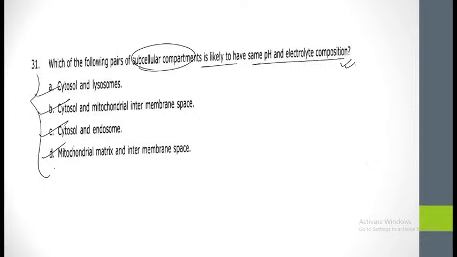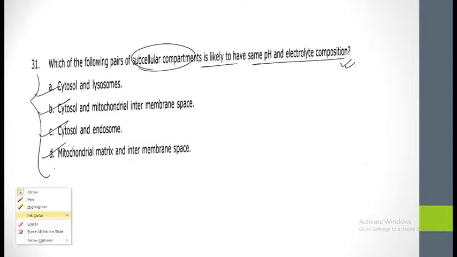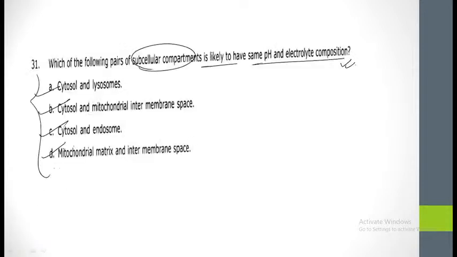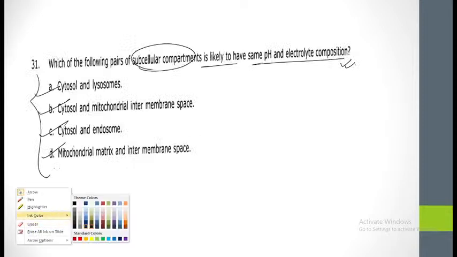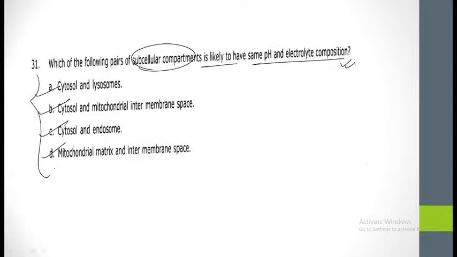Okay, let's see. The answer for this particular question is yes, option number B. So which of the following pairs have the same pH and the electrolyte composition? The answer is option number B, that is the cytosol and the inner mitochondrial intermembrane space. Okay, so answer is option number B.